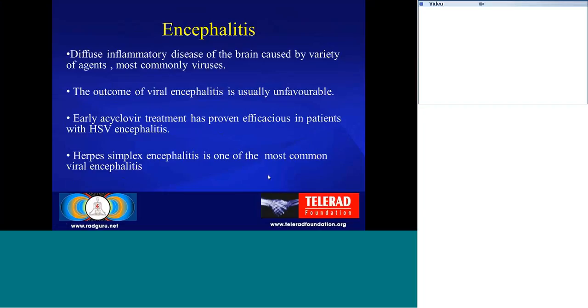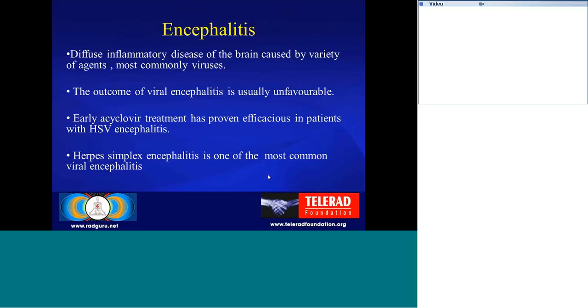So encephalitis is a diffuse inflammatory disease of the brain caused by a variety of agents like toxins, and most commonly, in the Indian setup, viruses are responsible for causing encephalitis. Usually the outcome of a viral encephalitis is unfavorable. It leads to morbidity, mortality, or severe developmental delays.